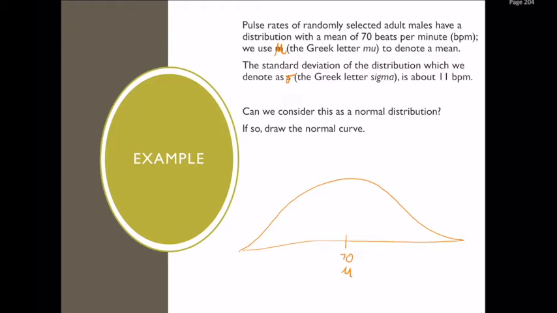Let's put a few standard deviations on each side. So I've got 81, that's one standard deviation, 92, that's 2 standard deviations, and 103, that's 3 standard deviations above. But we also want to always go 3 standard deviations below. So minus 1 standard deviation gives me 59, minus 2 gives me 48, and minus 3 standard deviations gives me 37. So here's our normal curve for the pulse rates of adult males.